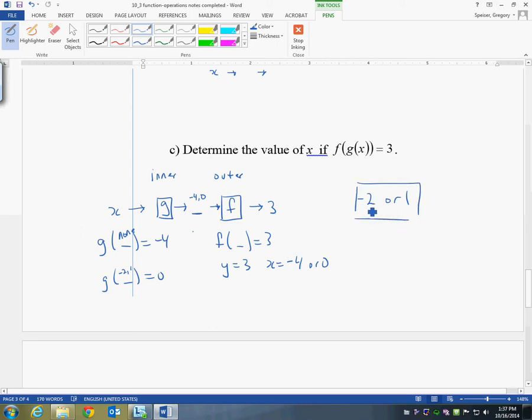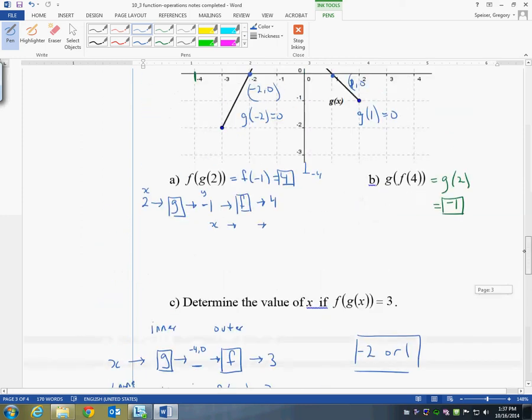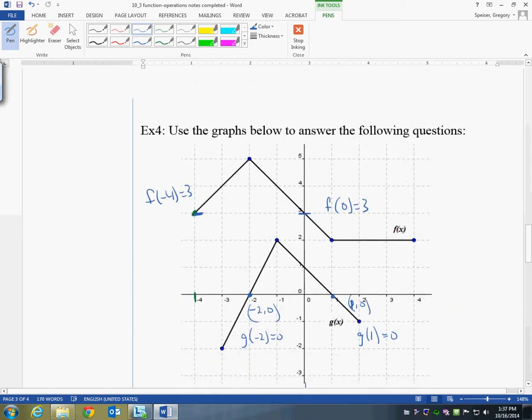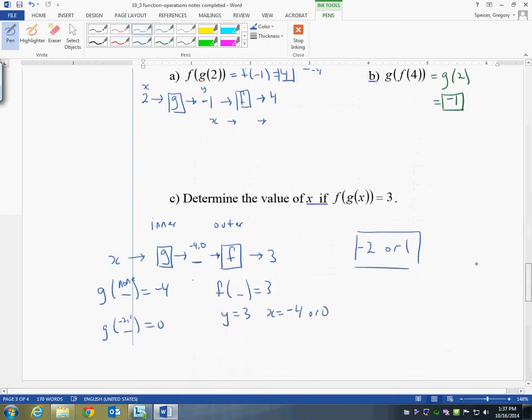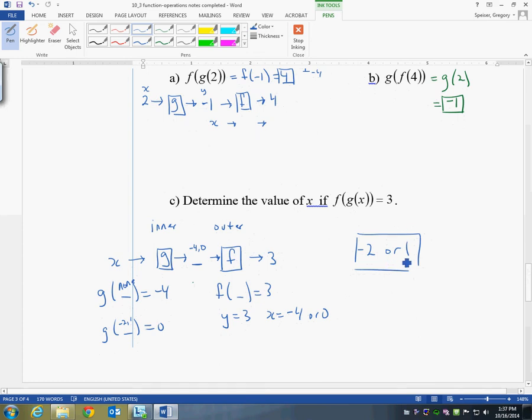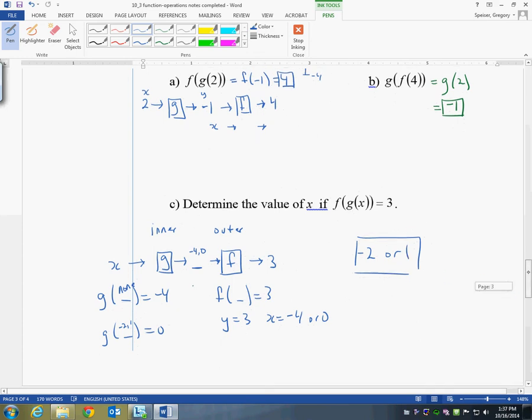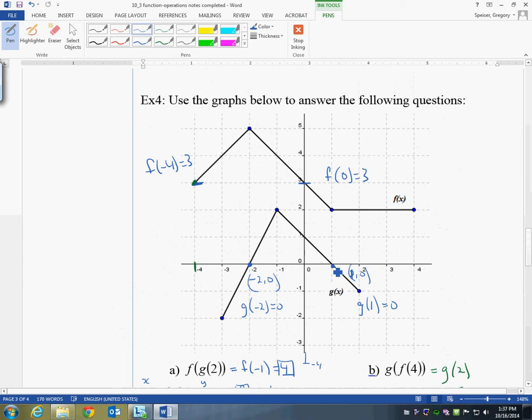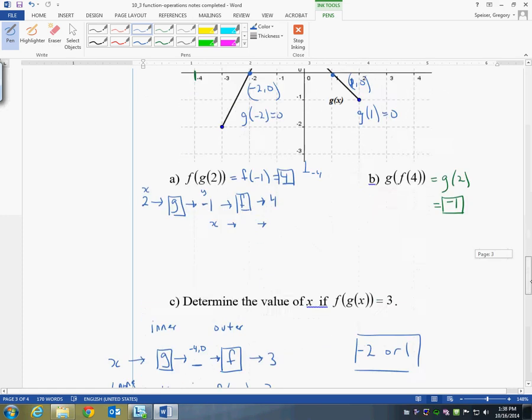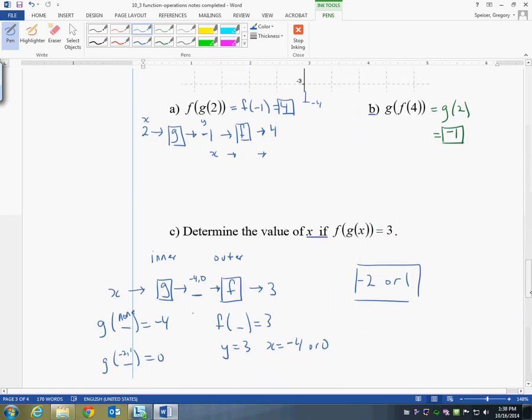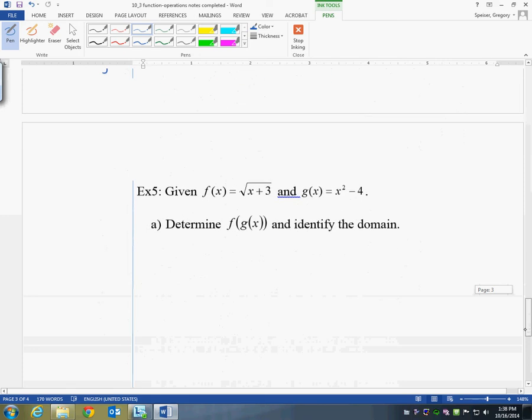Let's try it out. If we plug a -2 into g, we get a 0. And then in f, if we plug in a 0, we get a 3. And so that's what we wanted, right? We wanted to get a value of 3. Let's try another one. If we plug a 1 into our g function, we also get a 0. And if we plug in a 0 for our f function, then we get a 3. So that is our two answers. Okay, moving on to the next page.